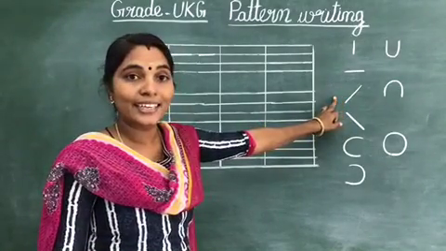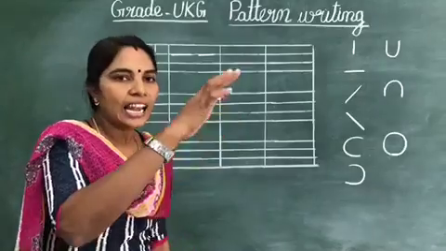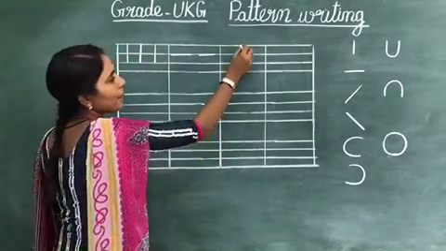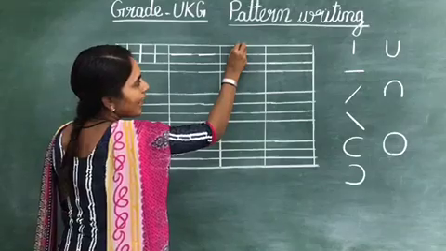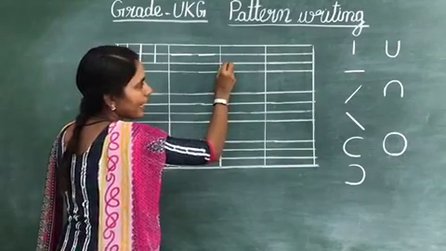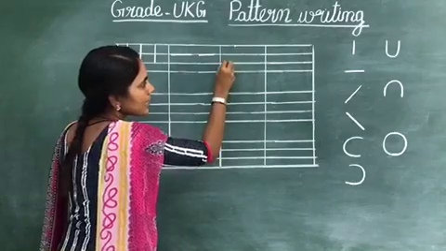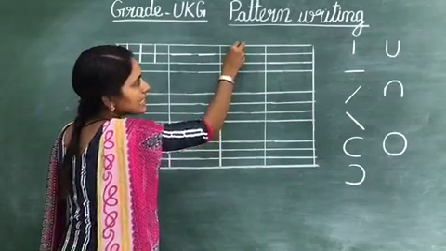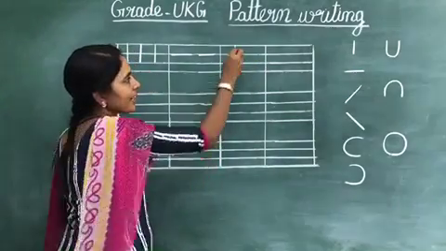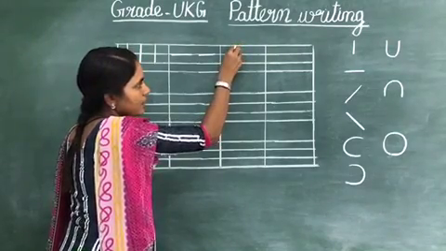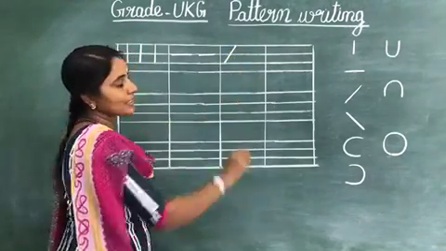And which side is it? It is the left side slanting line. Keep your pencil on the red line and bring your pencil to the second blue line. Now, red line to the second blue line. Slanting line.